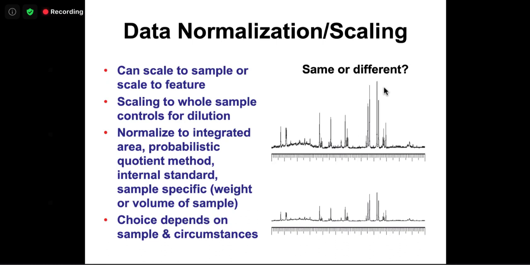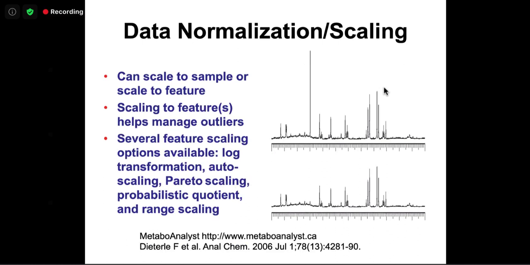All these methods have been added because the community is really responding and also developing new approaches. A lot of things are working well, so they will be incorporated into MetaboAnalyst. Again, depending on your particular samples or protocols, you can choose the appropriate method. And data scaling can be applied to samples or features. Scaling features helps manage outliers. For example, you can choose log transformation, auto scaling, Pareto scaling, or range scaling. All of these are commonly used and well discussed.